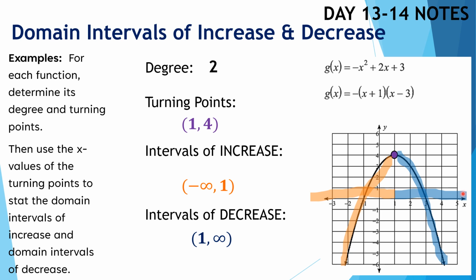Now, as we go through the remaining examples, the interval of increase will always be in this golden color, and the interval of decrease will always be in the blue color. And I'll try to keep the turning points the same colors as well.